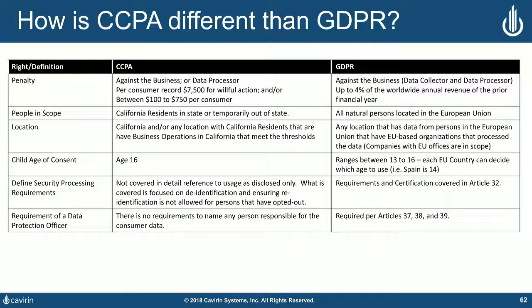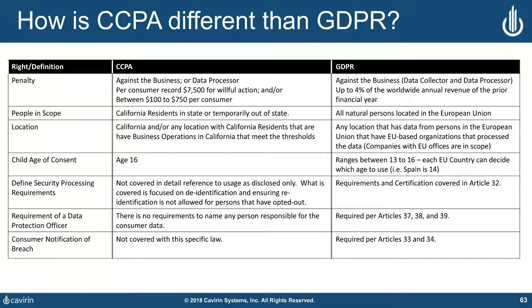And there's also no requirement for a data protection officer within the California Consumer Privacy Act, compared to GDPR, which requires a data protection officer and also lays out their requirements and duties. Related to consumer notification of breach, it is covered within GDPR, but not specifically covered within CCPA. CCPA is not focused on the breach of data. So that's a major difference between the two.